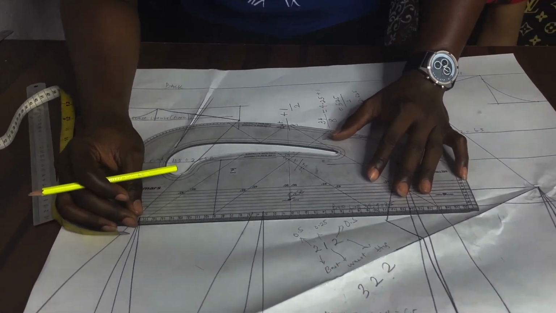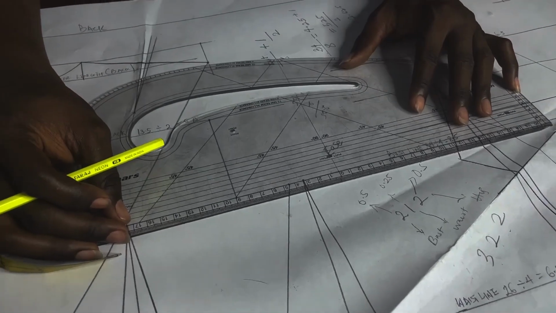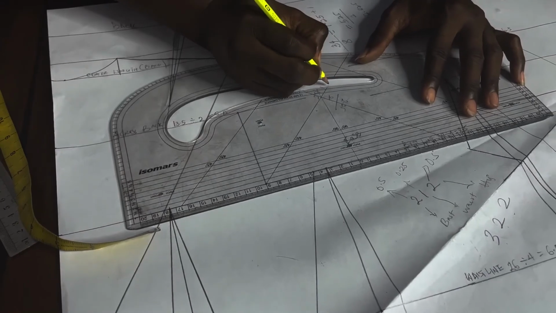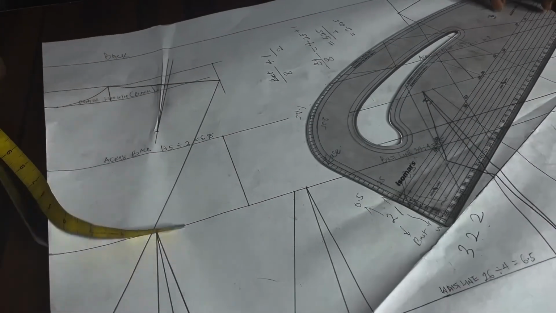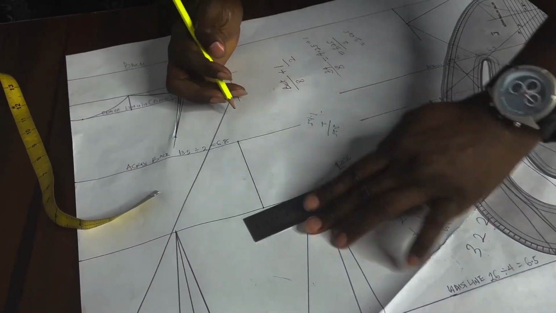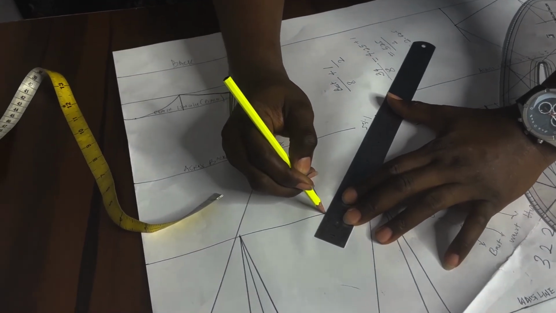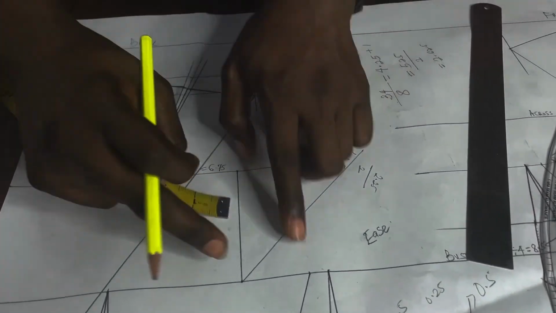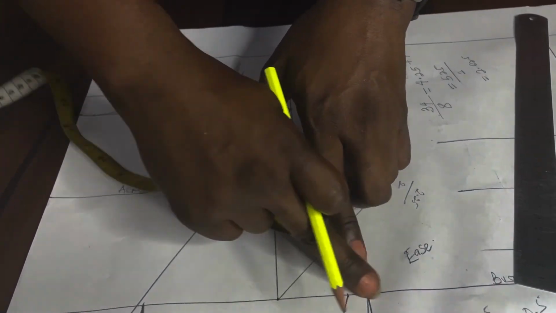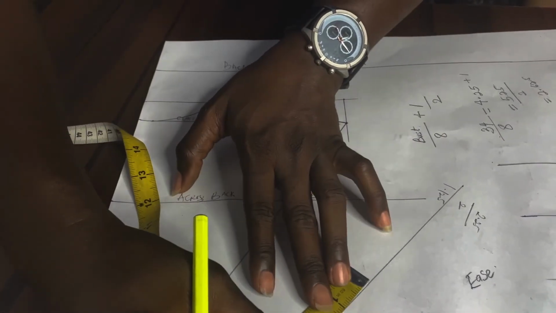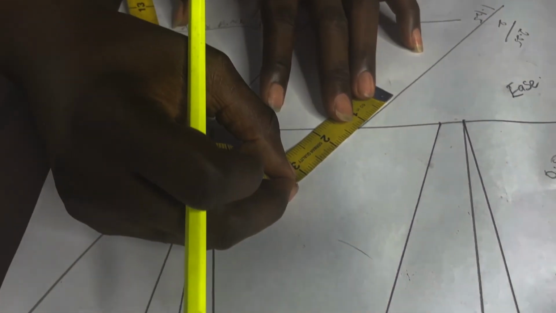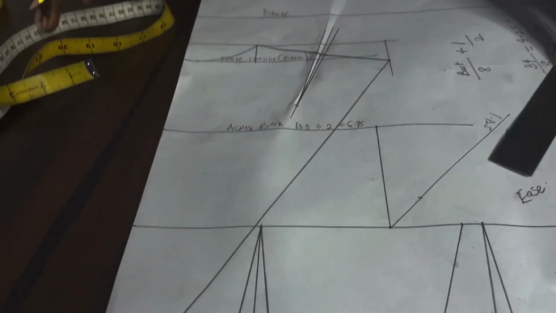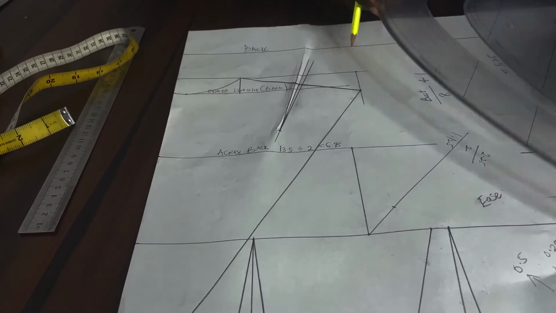Please, if you don't have a pattern master, you can also use a protractor. You can get a protractor from mathematical sets, which is not hard to find. And we draw out our 45 degree. Now from this 45 degree, remember we divided the measurement between these two parts into 2. So what we got was about 1.25. So we are putting our 1.25 here, and we are drawing.